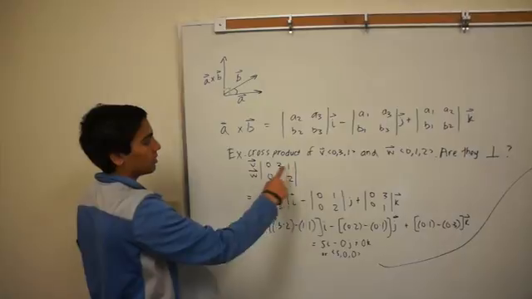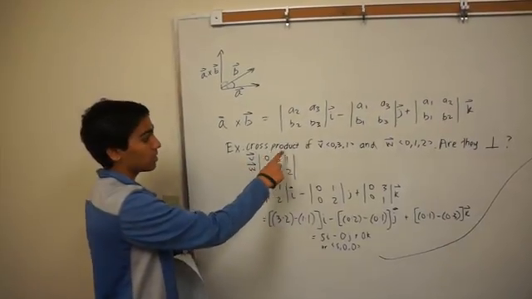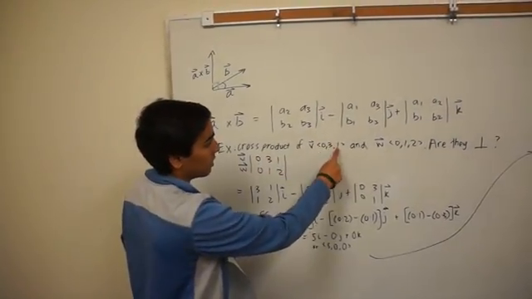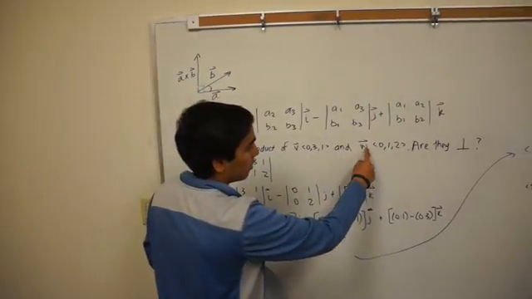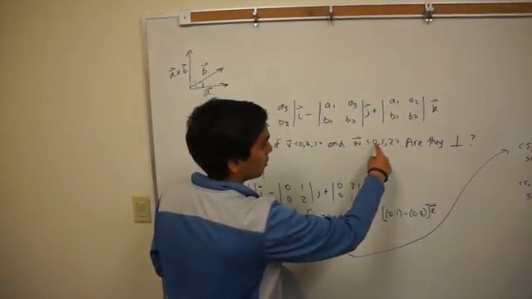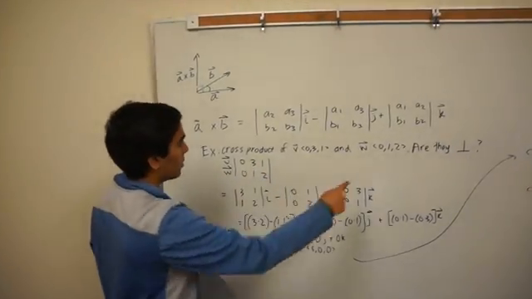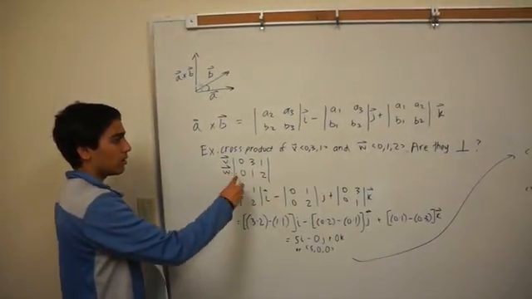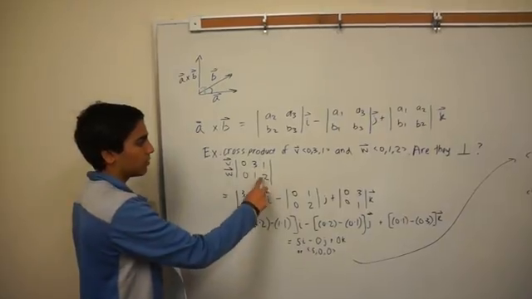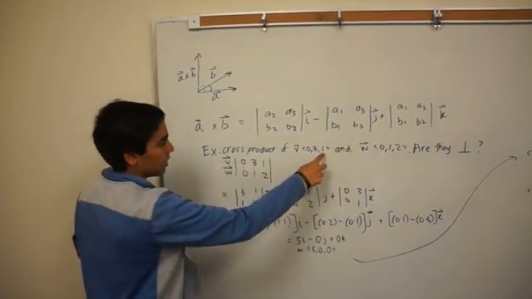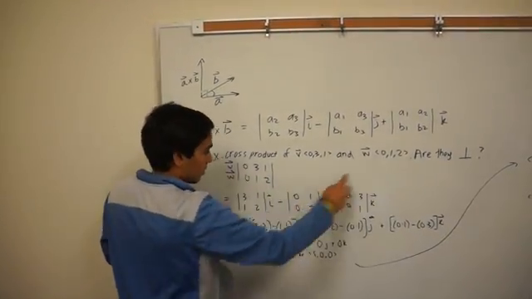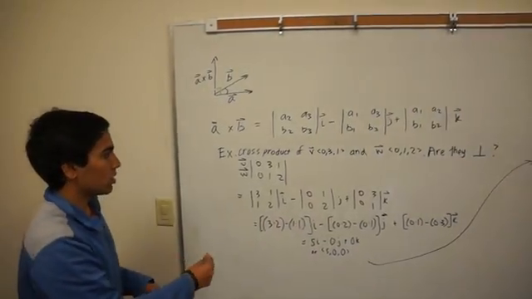You have this formula, but I'm just taking an example. You have the cross product of V, which is denoted by this, and then the vector W, which is 0, 1, 2. You're asked to find the cross product, and whether they're perpendicular. What you can do is put them into a matrix: 0, 3, 1, and then 0, 1, 2. Now you can use the formula.